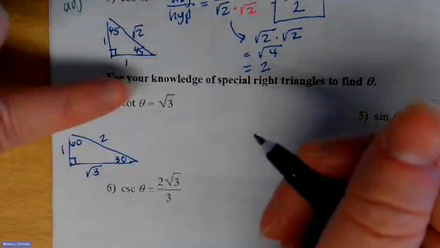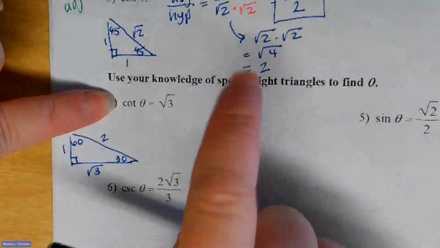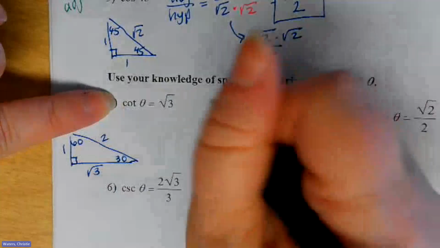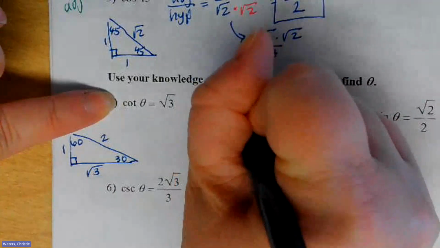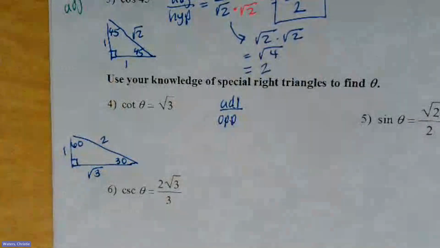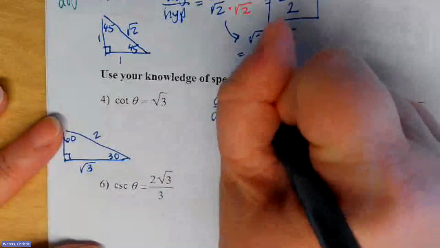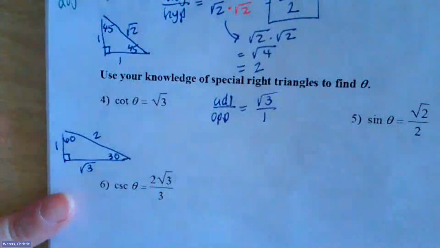Okay. So they're asking us for the angle whose cotangent is the square root of 3. Cotangent is the partner of tangent. It's the reciprocal of tangent. I know tangent's opposite over adjacent, so this one is adjacent over opposite. And the answer is square root of 3. So it makes sense that this might be square root of 3 over 1, because that is equal to the square root of 3.